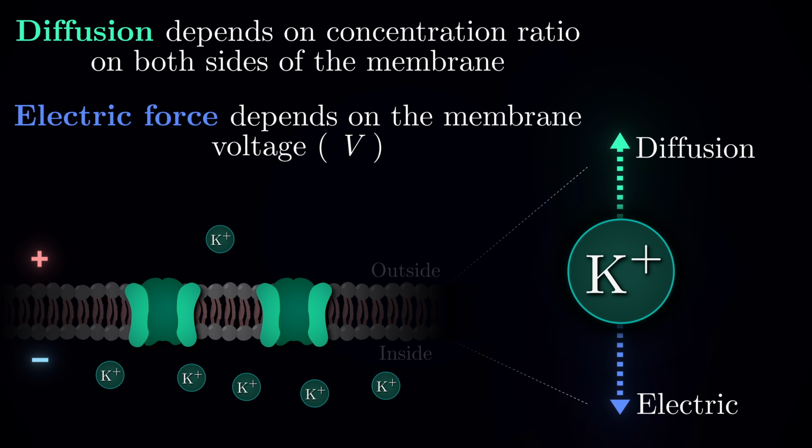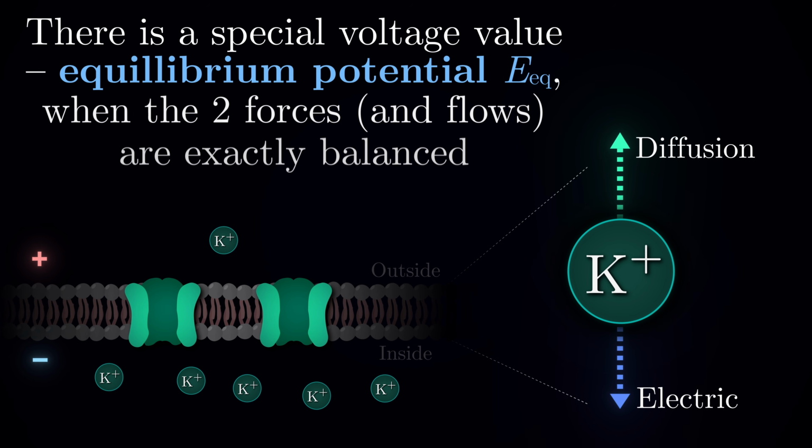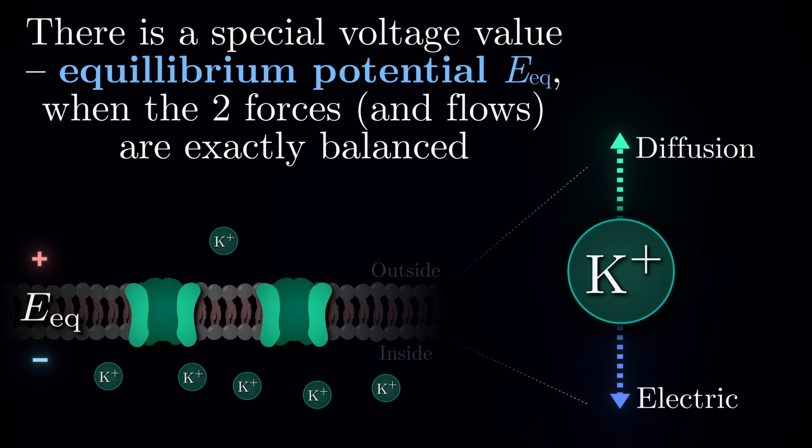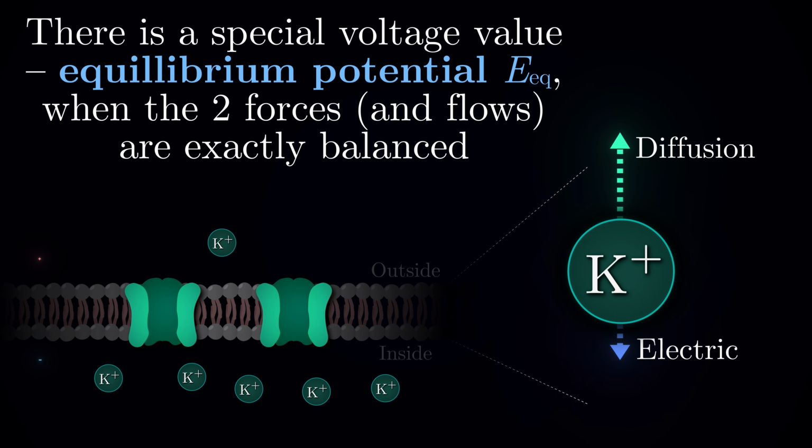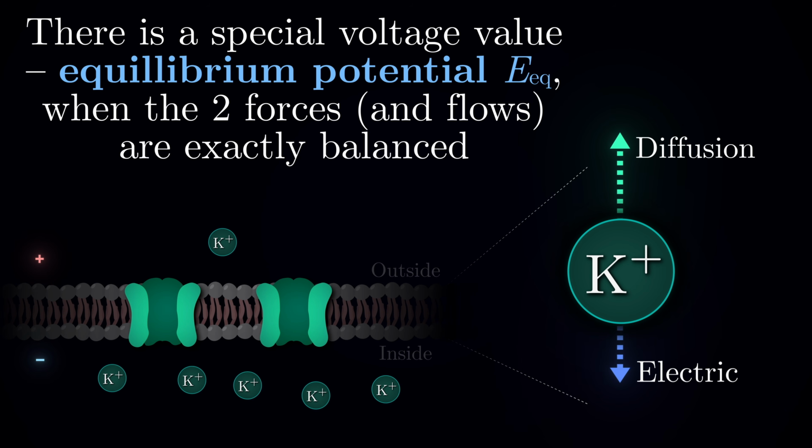For any given concentration ratio, there exists a special value of membrane voltage, known as the equilibrium potential, where the electrical force exactly balances the diffusion force. At this voltage, even though individual ions are still moving back and forth through open channels, there is no net flow. For every ion that moves in one direction, another one moves in the opposite direction. When the membrane voltage differs from this equilibrium potential, there is a net flow of ions that tends to drive the membrane potential towards the equilibrium.